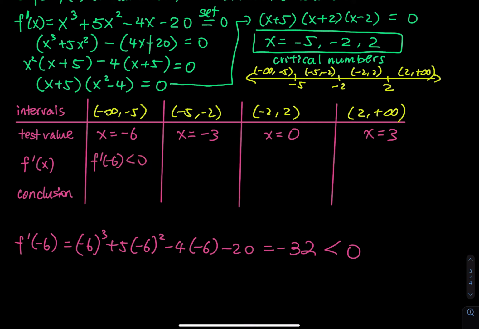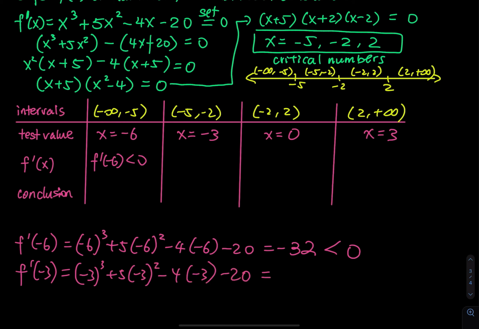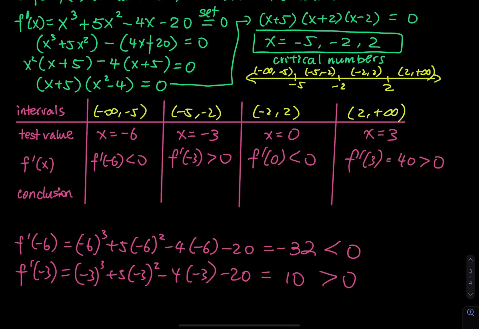And then for negative 3, f prime of negative 3, you have negative 3 to the third plus 5 times negative 3 squared minus 4 times negative 3 minus 20. So this one is equal to 10, positive. So f prime of negative 3 is greater than 0. And then f prime of 0, easy. It is equal to negative 20, so that is less than 0. And then f prime of 3 is equal to 40. I already did the math. That is greater than 0.